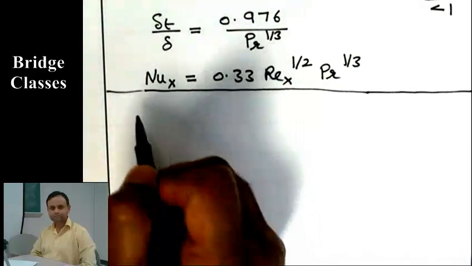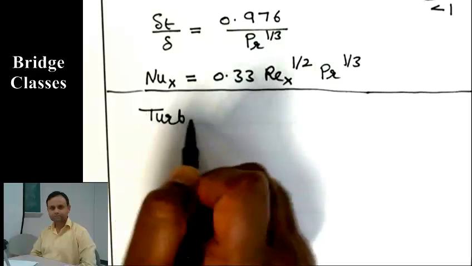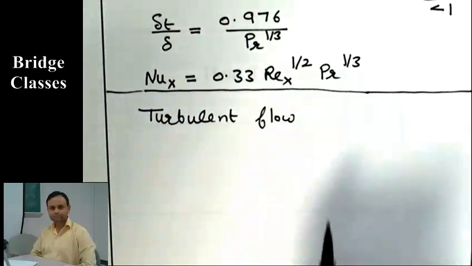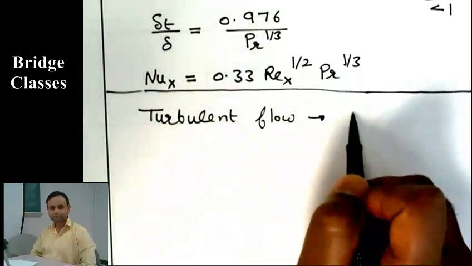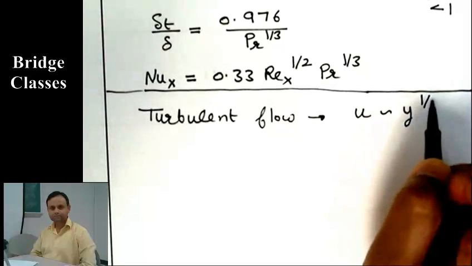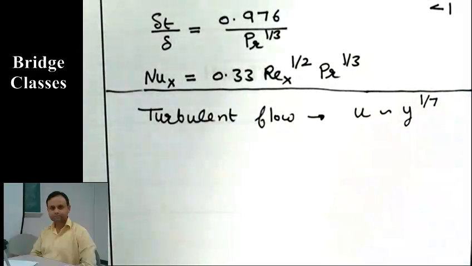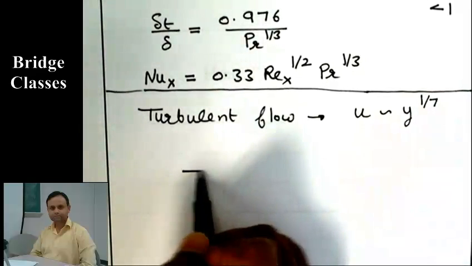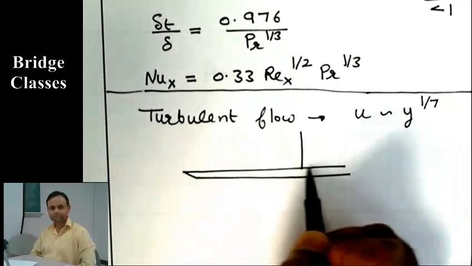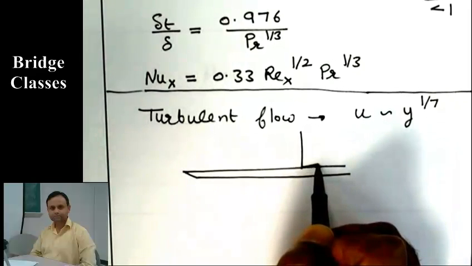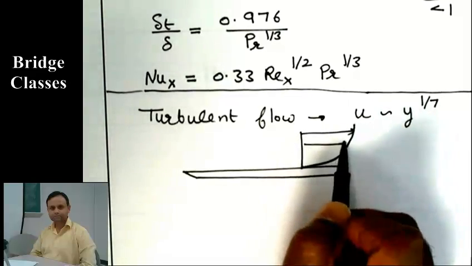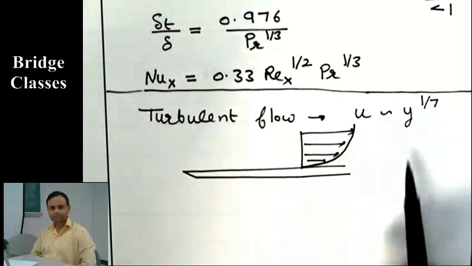For turbulent flow, we can still use this approach. It turns out that for turbulent flow, velocity varies with y to the power 1/7. That is the velocity profile for turbulent flow, so this is a flat plate. In the turbulent region, the velocity profile is like this. The gradient is very sharp at the wall, and then it is relatively flatter.